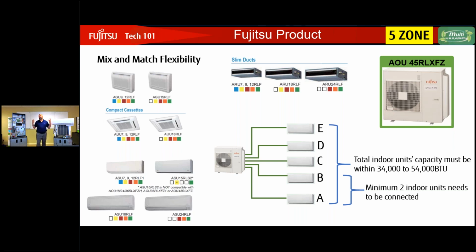Which means if you want to put a wall mount unit in one room and a ceiling cassette in another room, and then have a ducted unit on the other side of the house, and then which one did I miss there? Did I say floor mount? Floor mount. Yeah. So you have the ability to, as long as we fall into the correct BTU range, mix and match our indoor units with impunity.